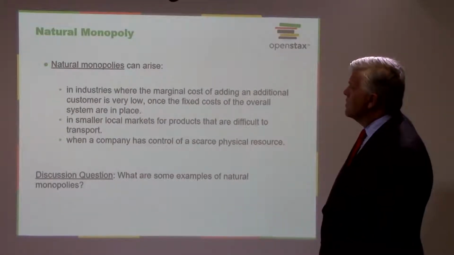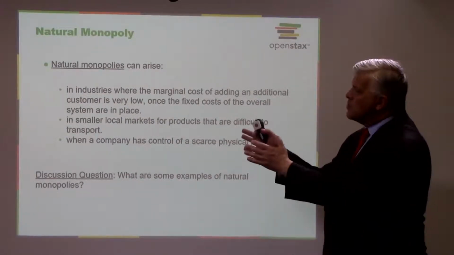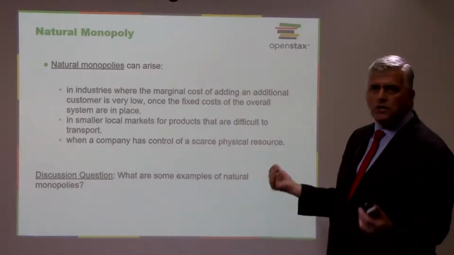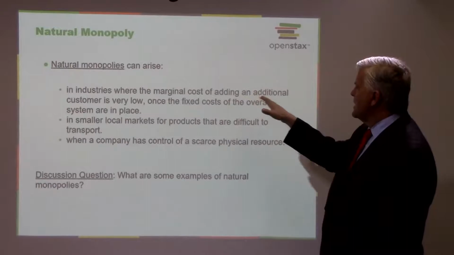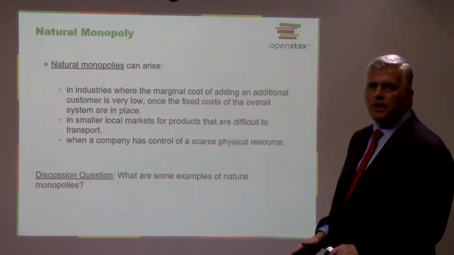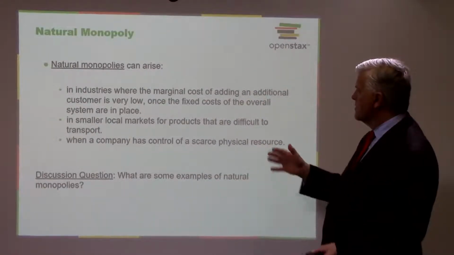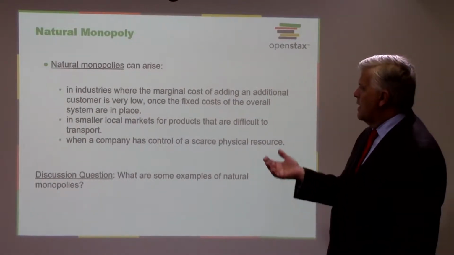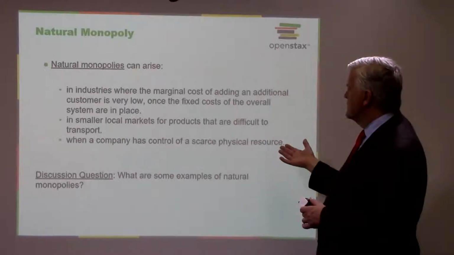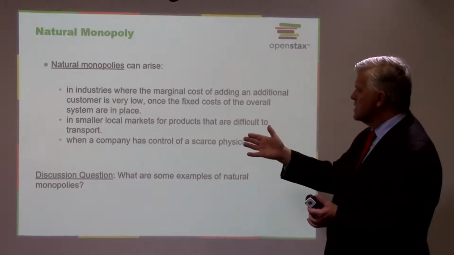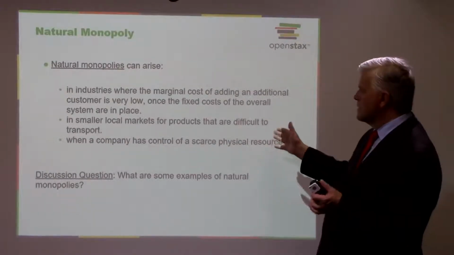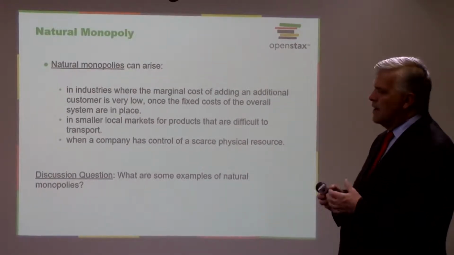Right? So what's a natural monopoly? Well, natural monopolies arise especially in industries where the marginal cost of adding an additional customer is very, very low, like in electricity, for example, once the fixed costs of the overall system are in place. In smaller local markets for products that are difficult to transport, or when a company has control of a scarce physical resource, right?